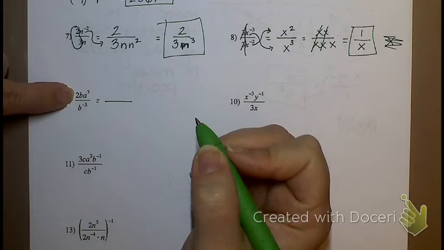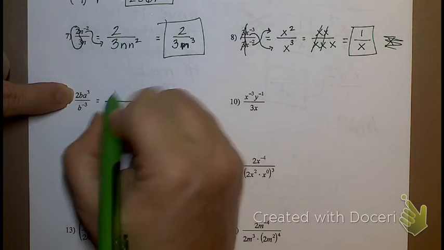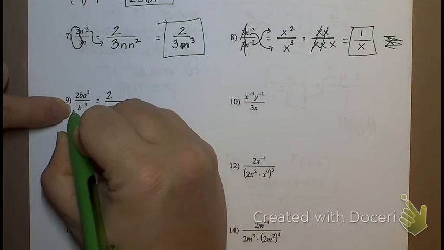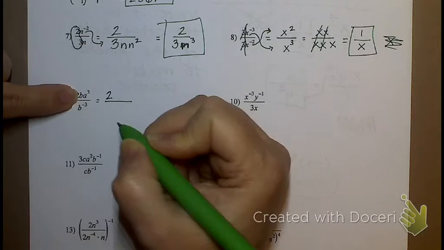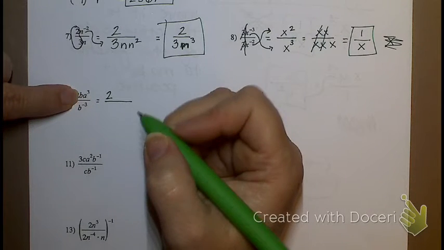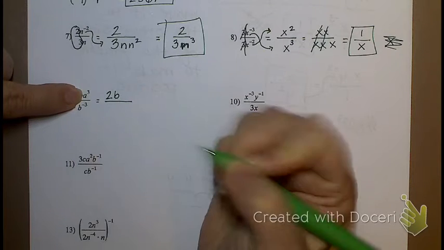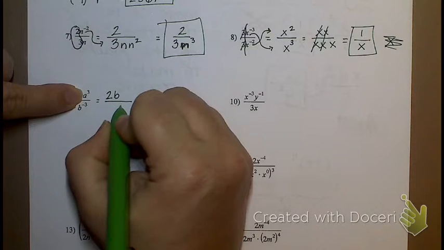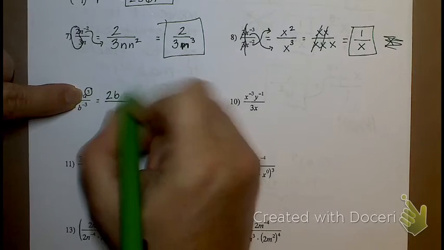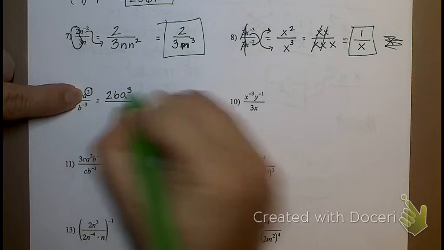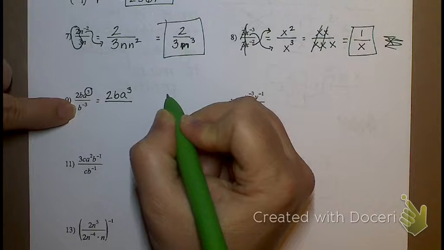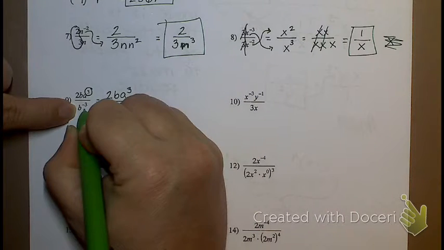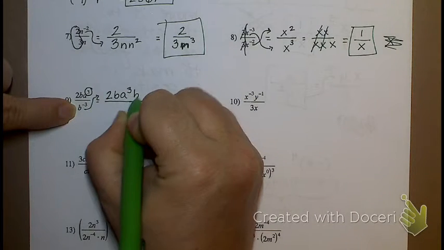Does the 2 stay or go? Stay. And there's nothing to cancel it with, right? No. Does the b stay on the top or move to the bottom? Stay on the top. Okay. Does the 8 to the third stay on the top or move to the bottom? Move to the bottom. 8 to the third? That's positive. It stays on the top. What about the b to the negative third? That's on the bottom. It's got to move to the top, doesn't it, to become a positive third.